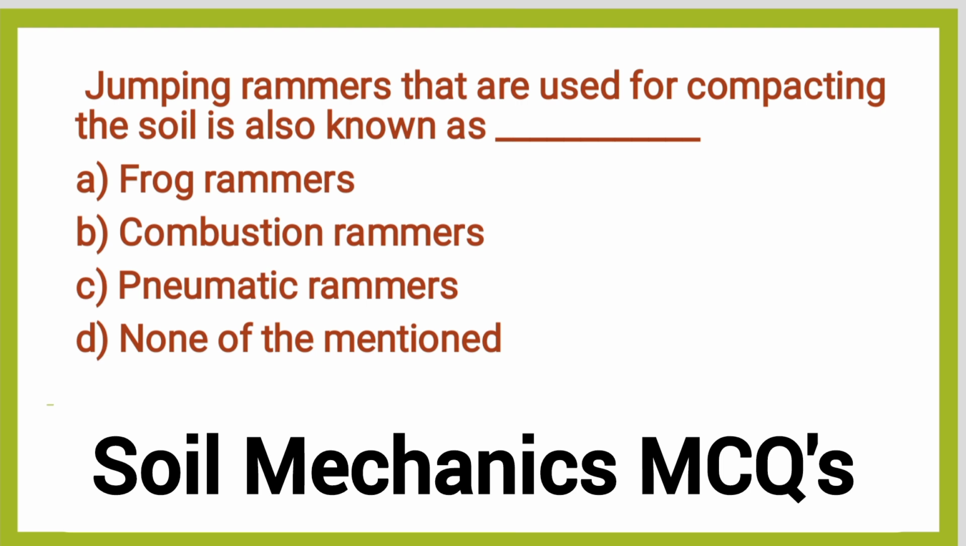Next question: jumping rammers that are used for compacting the soil are known as option A frog rammers, option B compaction rammers, option C pneumatic rammers, option D none of the mentioned. So the correct answer is option A, frog rammers. Internal combustion type jumping rammers are also known as frog rammers. Okay, so they weigh up to 10 tons.